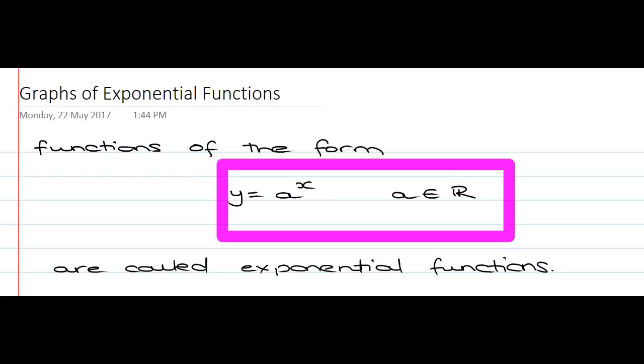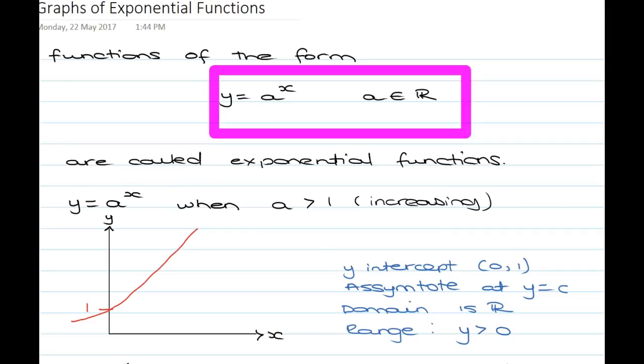So any function in the form of y equals a^x is an exponential function. So what I'm going to do is just show you what a basic exponential graph looks like. So this is when a, our growth factor, is greater than 1. So we call that an increasing exponential function. Now I want to just show you some key features. As you can see, this is a general shape, so it's a curve that's going up.